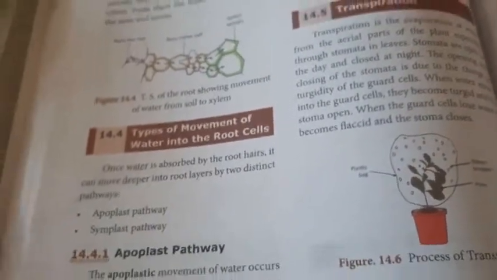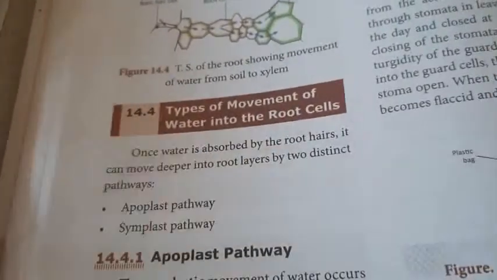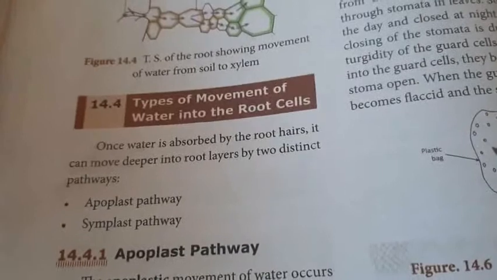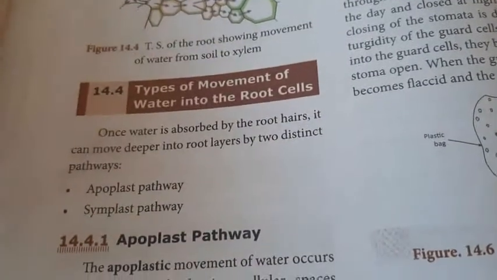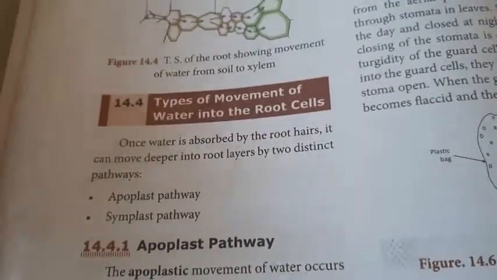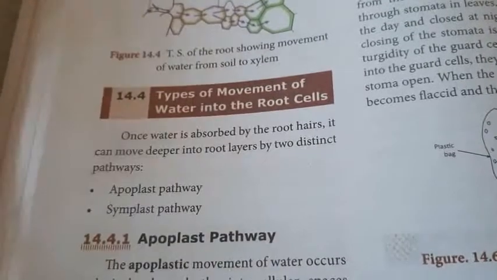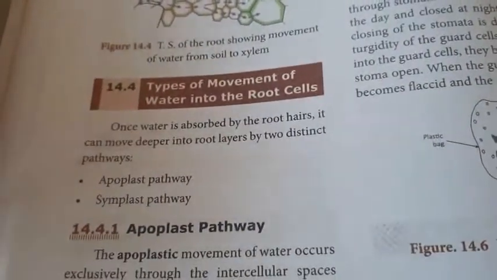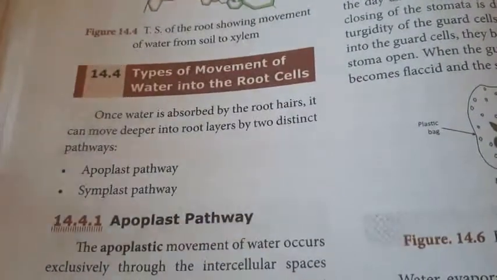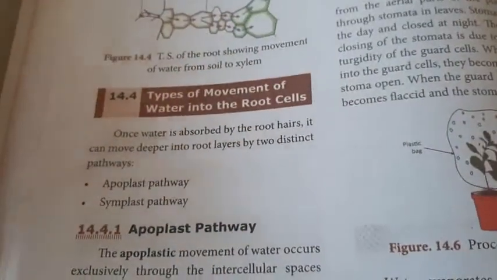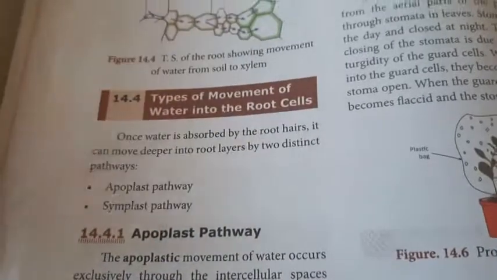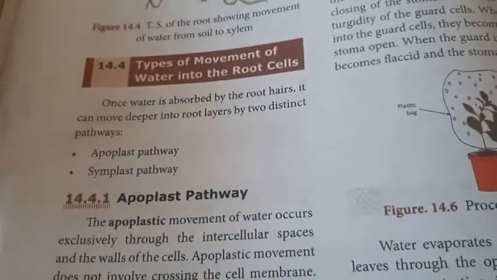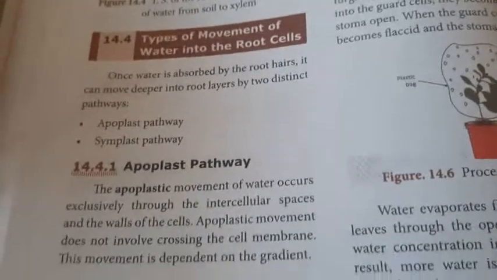Once water is absorbed by the root hairs, it can move deeper into the root layers by two pathways. These are the pathways by which the absorbed water enters the plant stem and leaves. The first one is the apoplast pathway, the second is the symplast pathway. First we see the apoplast pathway.